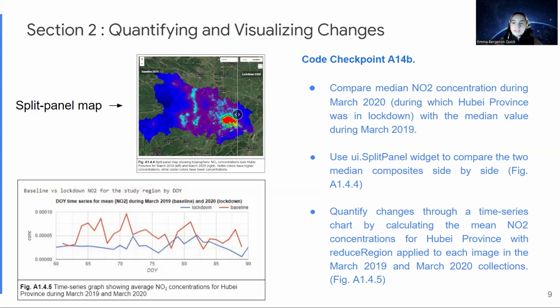And we're going to be using reduce regions, and we're going to apply those to the image collections for year 2019 and year 2020, and using the same month. There's a reason for that. So we'll talk about that more as we get into it.